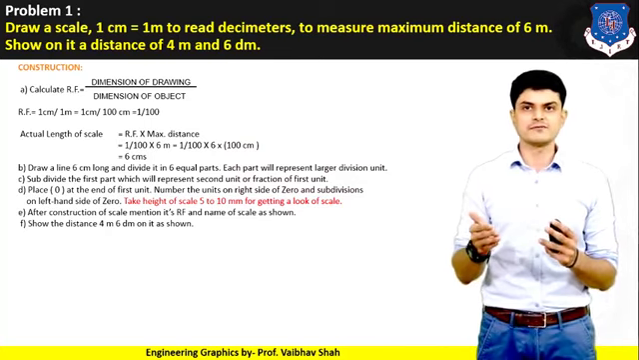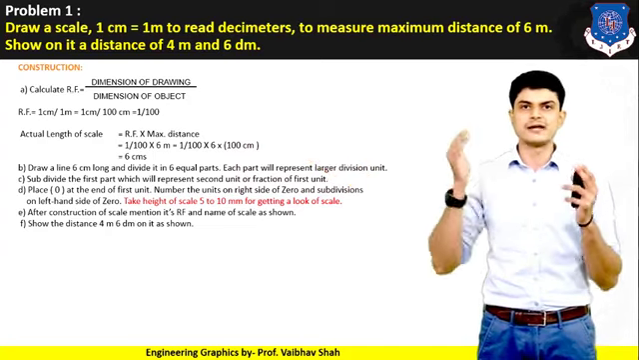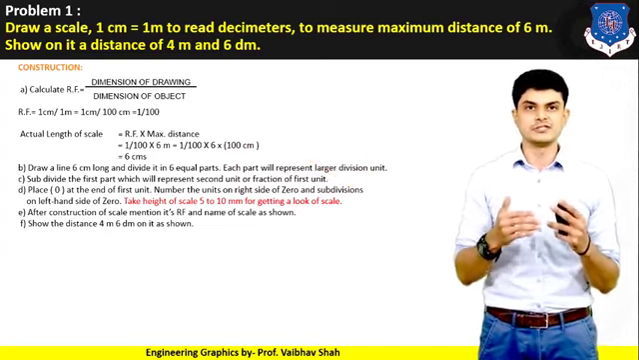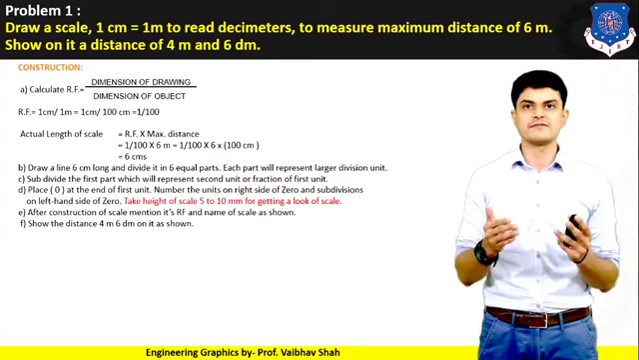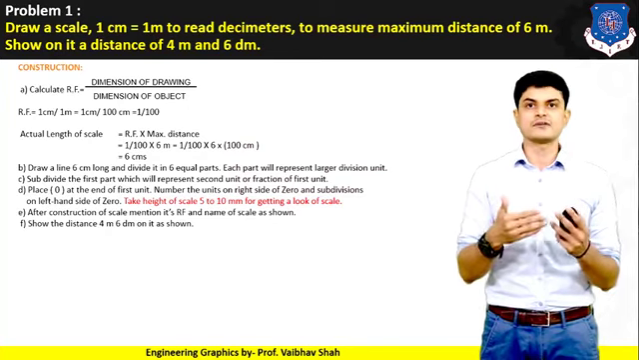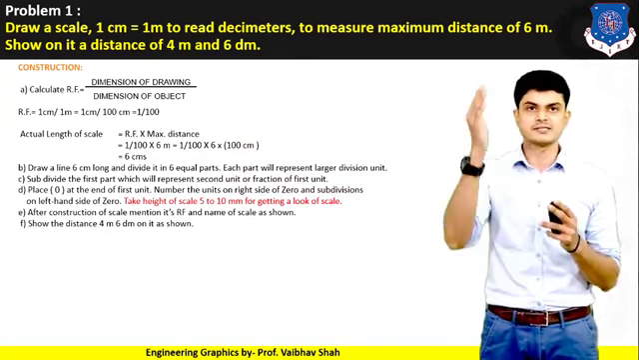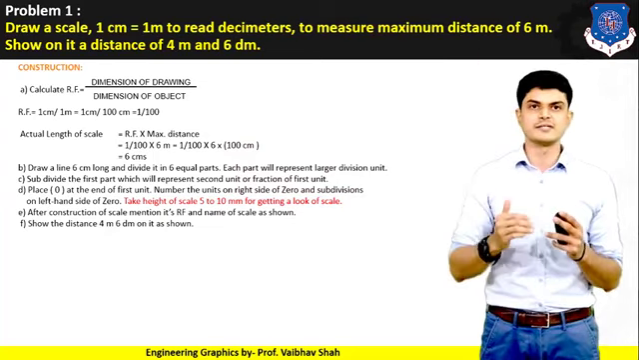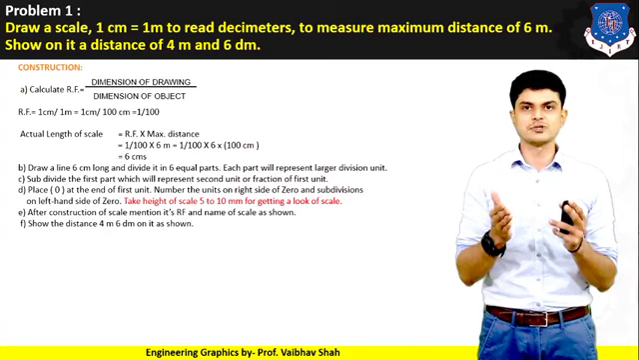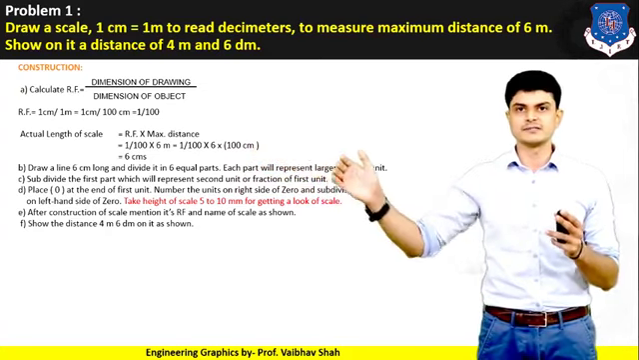Now the next equation: we know that the second equation is the length of scale, or the actual length of scale. Let us use this equation: RF into maximum length to be measured. What is RF? RF is obviously 1 by 100, we have just calculated it. After that, what is the maximum distance that we need to measure by the scale? We said a distance of 6 meters. So let us substitute 6 meters here. We have 1 by 100 into 6 meters.